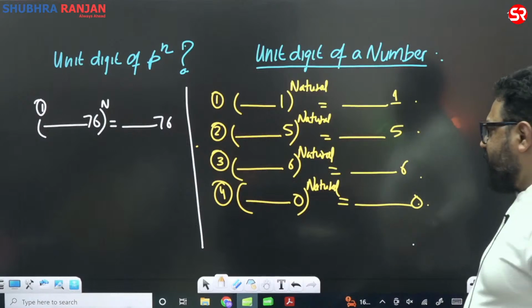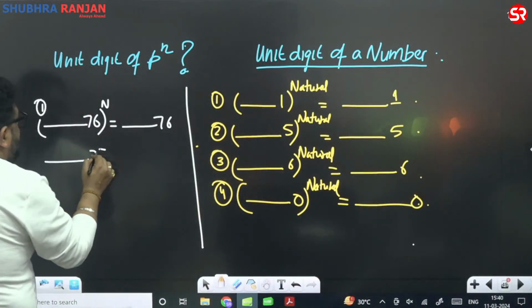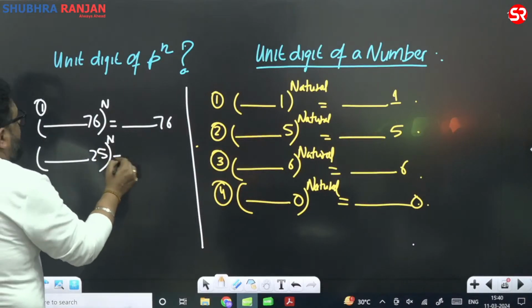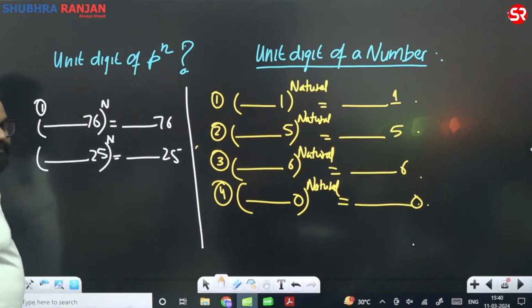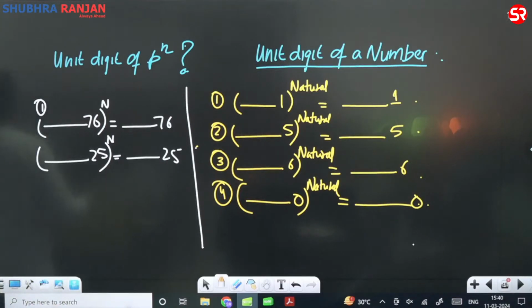Any number ending with 25 raised to the power of a natural number would always end with 25. Not only 5, 25 also repeats.